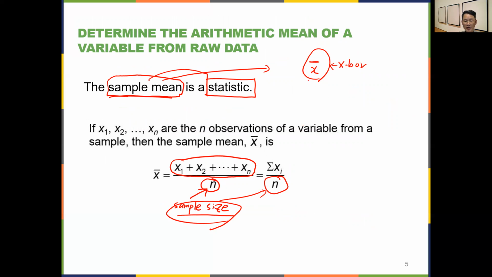And this symbol X bar is what? That's the sample mean. What's sample mean? It's the sample average, right? The average value from the sample. And how do you find the average? You add everything, divide by the total size. Okay.